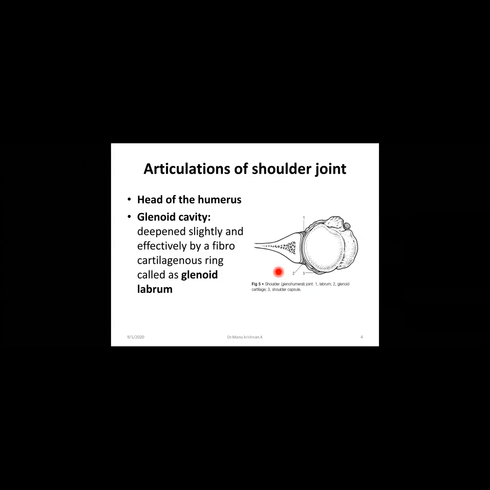So what you can see here is a coronal section through the shoulder joint. This is the glenoid cavity here, and this is the head of the humerus here. At the tip of this glenoid cavity, you can see two projections. That is a round fibrocartilaginous ring called the glenoid labrum.